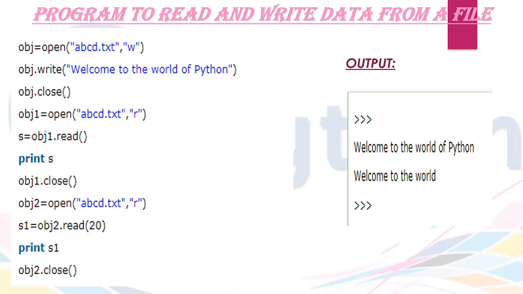Program to read and write data from a file. Here is a small program which will make it clear how to read and write data from a file. Firstly, open a file. The file name is ABCD and the mode is write operation. This is stored in the variable obj. Now with obj.write, the text "welcome to the world of Python" is written in that file. Now close that file using the close function.